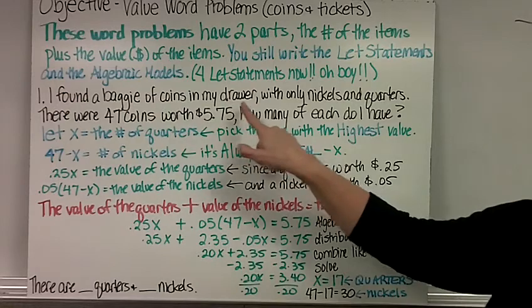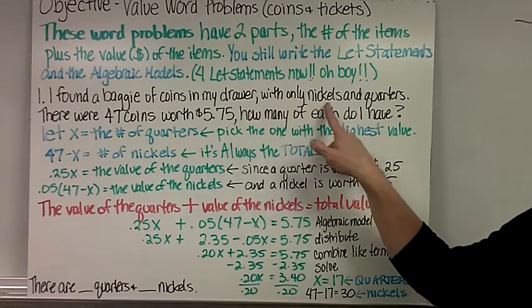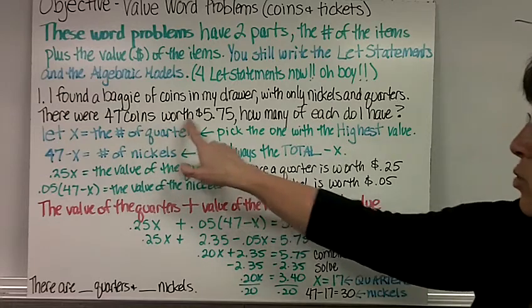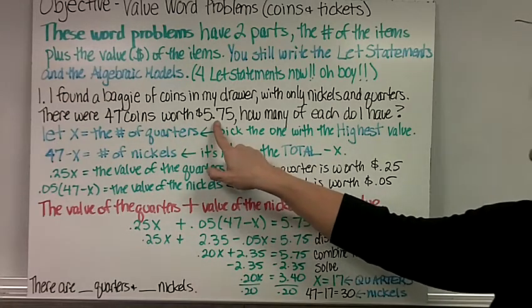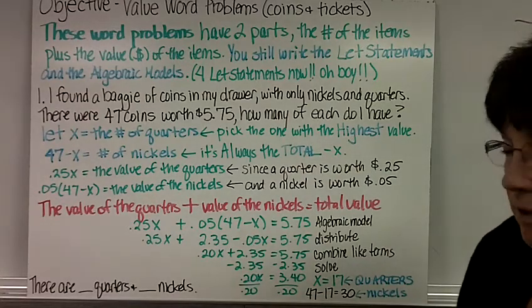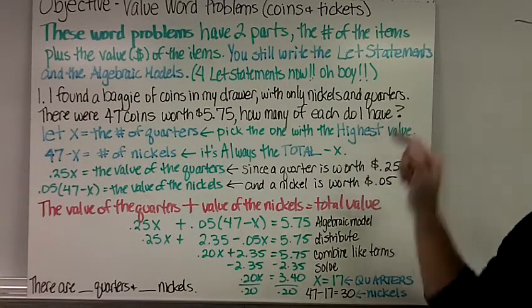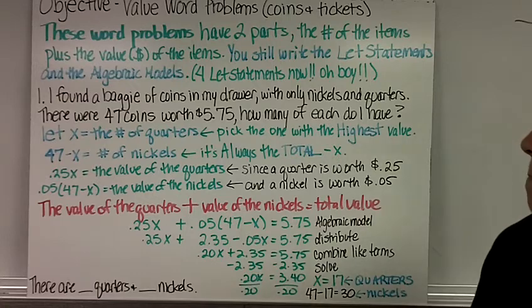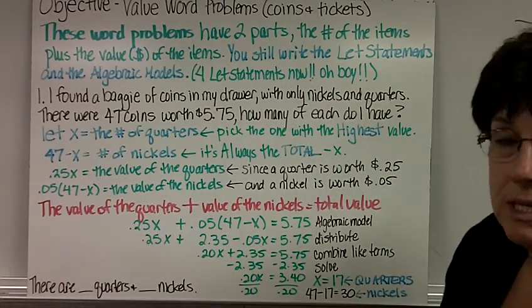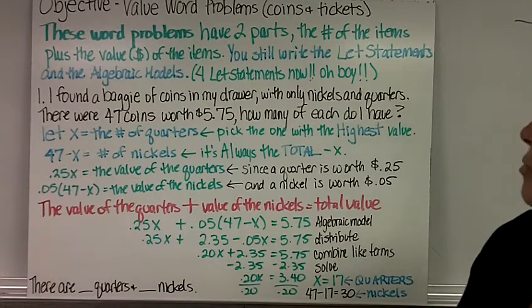I found a baggie of coins in my drawer with only nickels and quarters. There were 47 coins worth $5.75. How many of each type of coin do I have? Kind of abbreviated a little bit in here so I didn't have to write a big problem. So this has more than you would normally write because I'm writing explanation in here too.